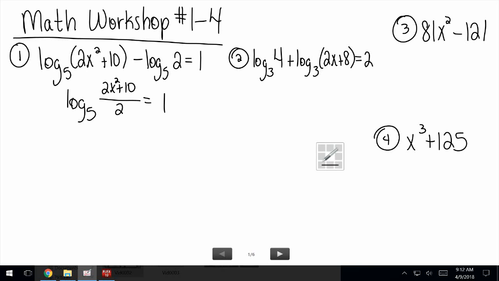Alright, now here's the deal, guys. You can't cancel out the log because you only have one of them. You don't have one on both sides. So you got to do the little swoosh thing. 5 to the first power equals that guy, okay?